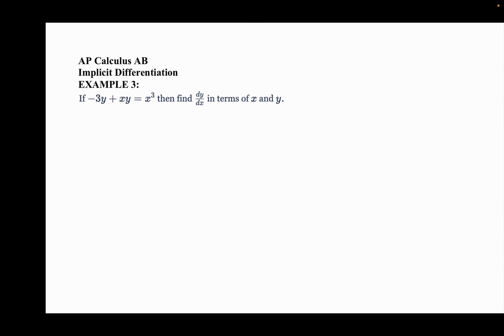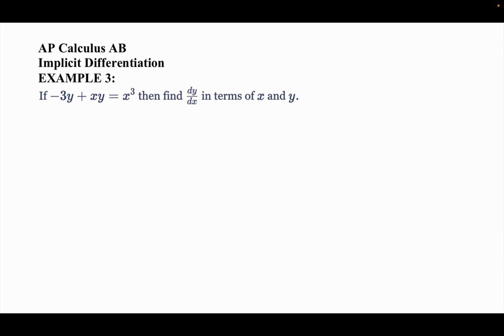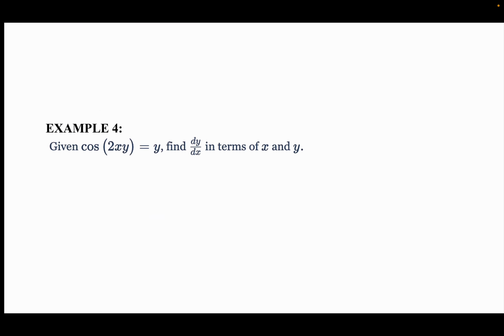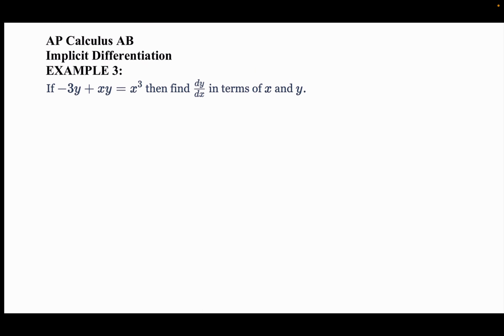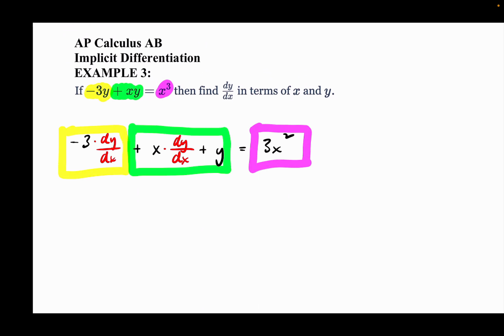Let's look at example number 3. I want you to try this one on your own. Okay, so the derivative of the yellow is -3, and since it was a y, you're going to have a tag, dy over dx.